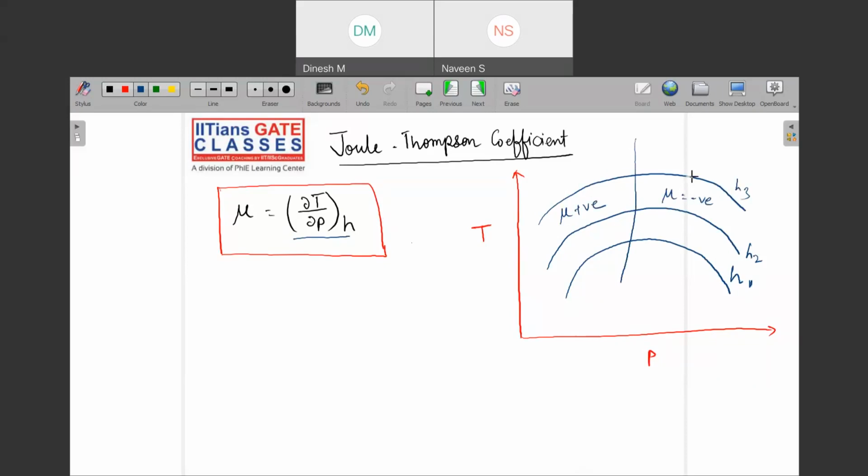And if this is H3, this is what? That enthalpy is equal to constant. These are constant enthalpy lines, and when this is drawn, we can see that this is traveling from the positive region to the negative region. Then the point where the mu value is 0, we can see that there are some points where your mu value is 0. Then this is called the inversion curve.